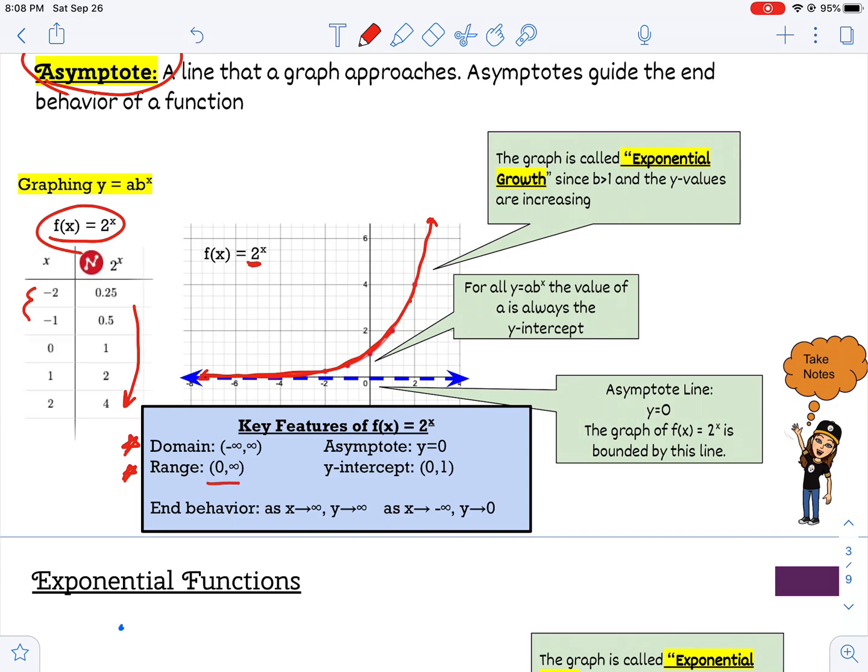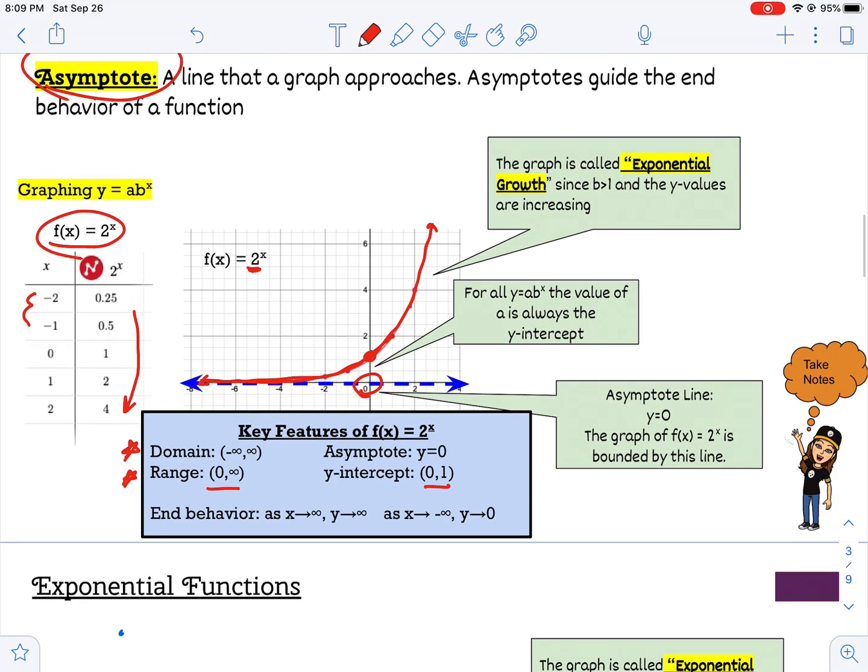Note we put a parenthesis on the 0 because it doesn't actually touch 0. Okay, asymptote. So that's one of the new words. An asymptote is the line, again, that it gets close to but doesn't cross. So this is that blue line that I drew. So my asymptote in this case is 0 because it is crossing the y-axis at 0. So every exponential equation will have a horizontal asymptote that will be y equals and then wherever it's crossing the y-axis. I can also tell the y-intercept here is at 0, 1. So it's crossing my y-axis at 1.